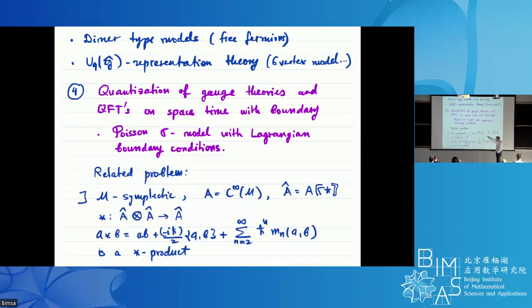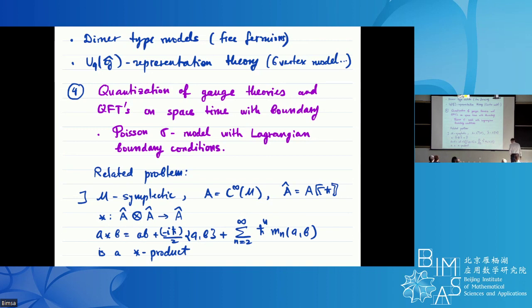You consider smooth functions on M. Consider formal power series in some variable h, the Planck constant. And then what you want to do is construct a star product such that it's a commutative product in zeroth order. In the first order, it's the Poisson bracket, and then formal power series in h. So this problem is known as deformation quantization.